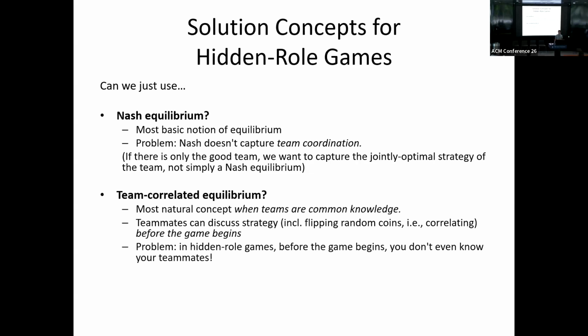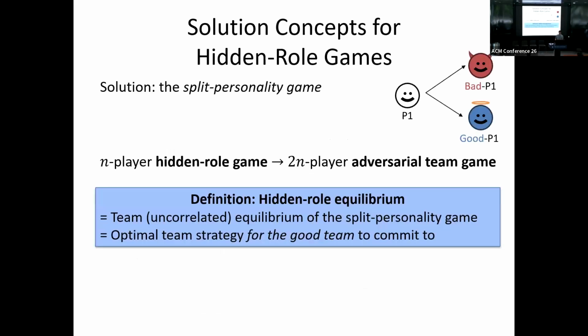So all of this basically means we need some new solution concepts. Okay, so what do we do? The first step is that we define this game that we call the split personality game. So we take a hidden role game in which each player could be either on the good team or bad team, and we split each player into 2 players, one of which will take over for the player when they're on the good team, and one of which will take over for the player when they're on the bad team. So now we have a game with twice as many players, which is a true team game, right? We have n players on the good team and n players on the bad team.